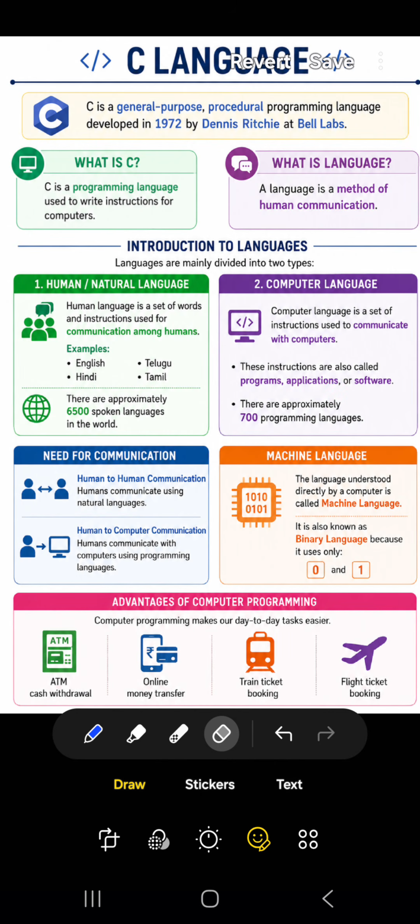Firstly, if someone asks you what is meant by C language, then you have to answer them that C is a general purpose procedural programming language which was developed in 1972 by Dennis Ritchie at Bell Labs. You will be learning about all these terms, what we mean by procedural and what we mean by a programming language, in our upcoming series.